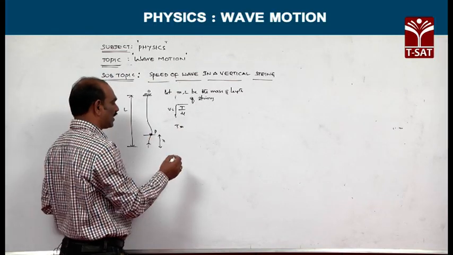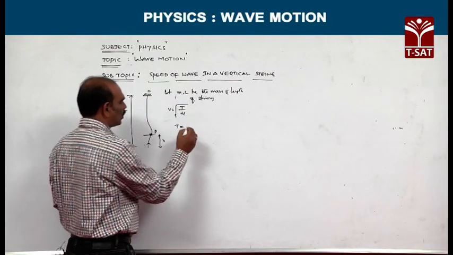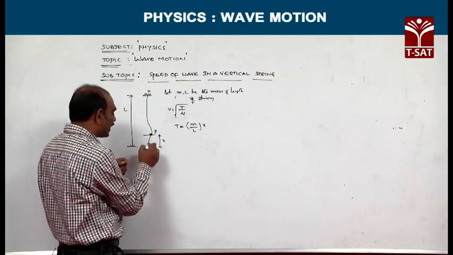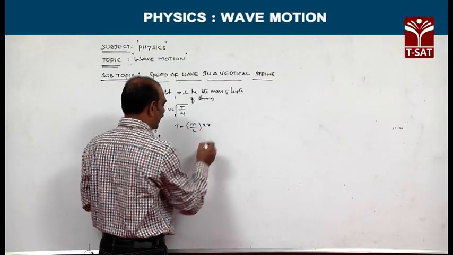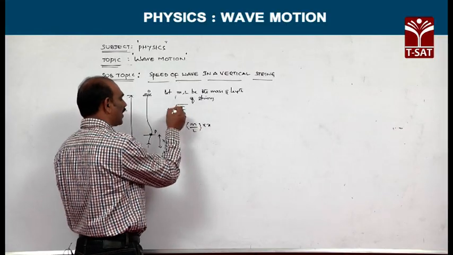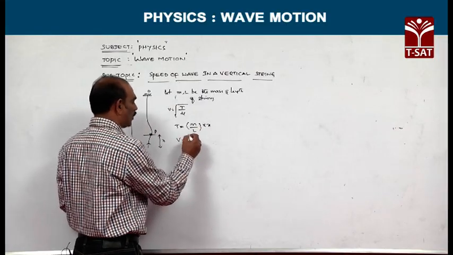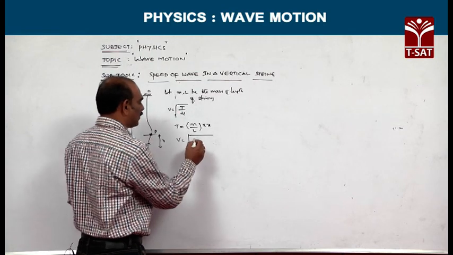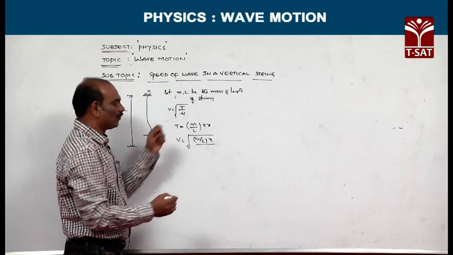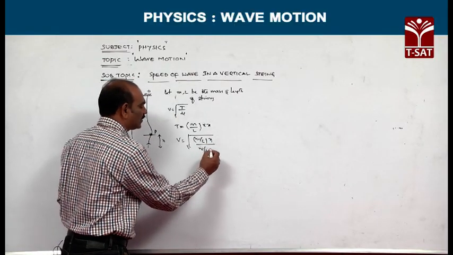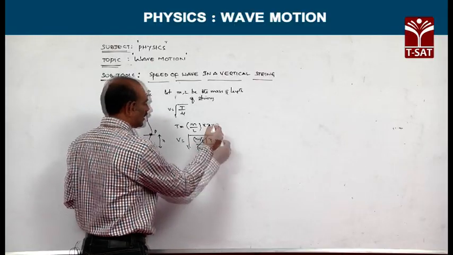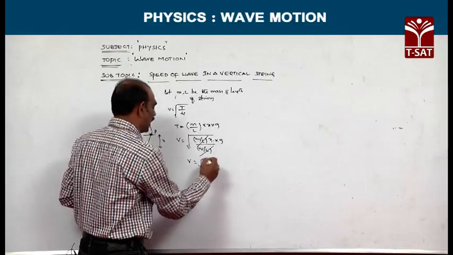To find the tension at P: the mass of the whole string is m, so the mass per length times the length of this part of the string, which is x, gives the mass of this part, and its weight is what we call the tension at point P. Now, we want to find the speed. V is equivalent to the square root of T, which can be replaced by m by L into x into g, divided by mu, and mu is nothing but mass per length, which is m by L. M by L gets cancelled. So here V is equivalent to the square root of gx.